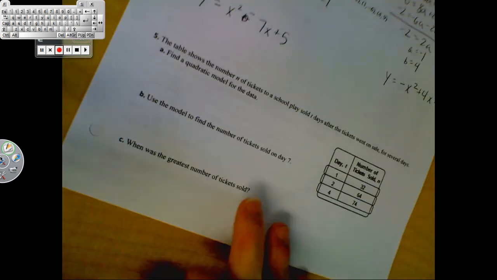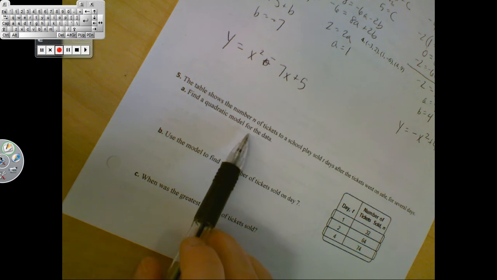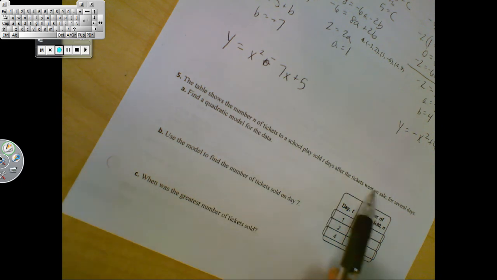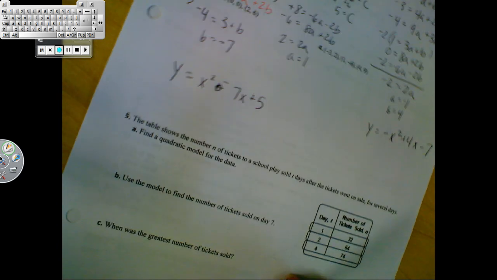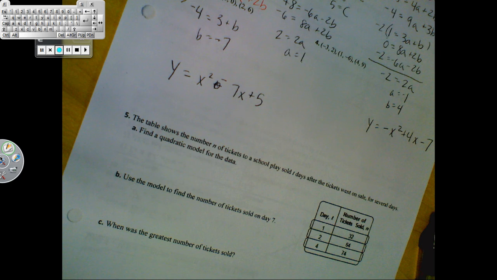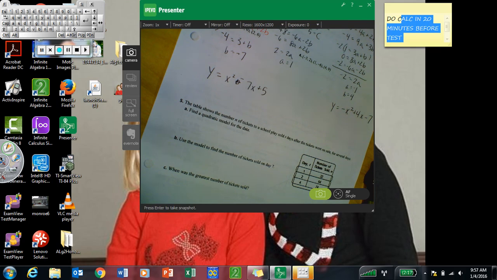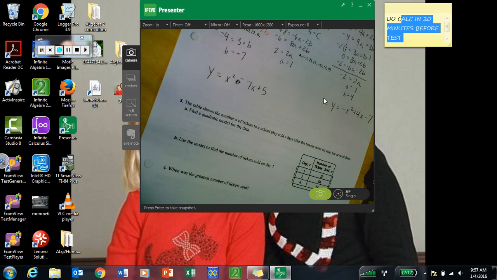So, the table shows the number n of tickets to a school play sold t days after the tickets went on sale. Find a quadratic model. So I could do exactly what I did up here, but there's also a way to do it on the calculator. And there is a page in your packet that shows how to do it, but I'm going to do it right on here. So let's make sure this is working first.